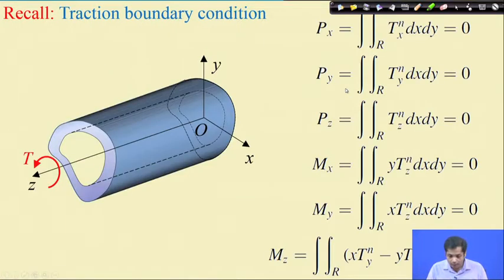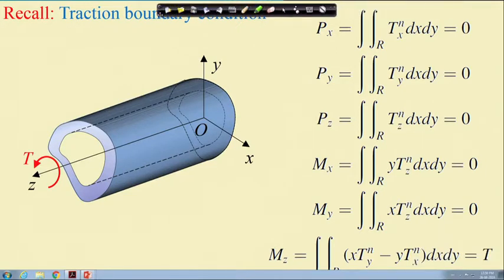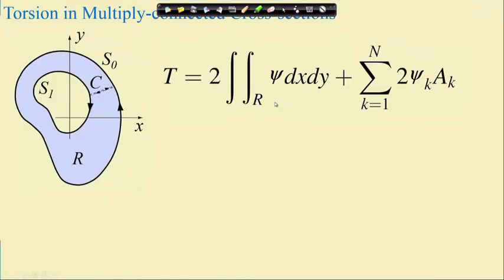Now the boundary conditions. If you recall, on all the lateral surfaces, these are the traction boundary conditions. And finally, the boundary condition at the end is Mz, if you apply the torsion, and that torsion will be equal to this. All will be equal to 0 if we take psi vanishing at the boundary.